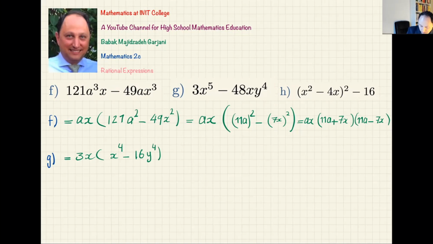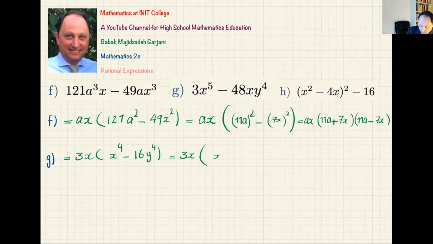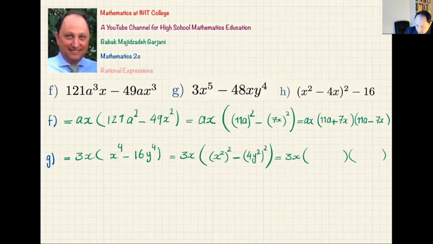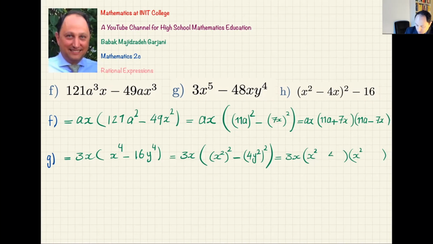Yes? But even though this is done partially, it is not complete yet, because x to the 4 is the square of x to the 2, and 16 y to the 4 is 4y to the 2 squared. Okay, and then I immediately realize the conjugate pattern, so it becomes 3x, and then I open two pairs of brackets, take the square root of the first one, x squared, I put one x squared here and one there, and then take the square root of the second one, 4y squared, I put one here, one there, one of them negative, one of them positive.